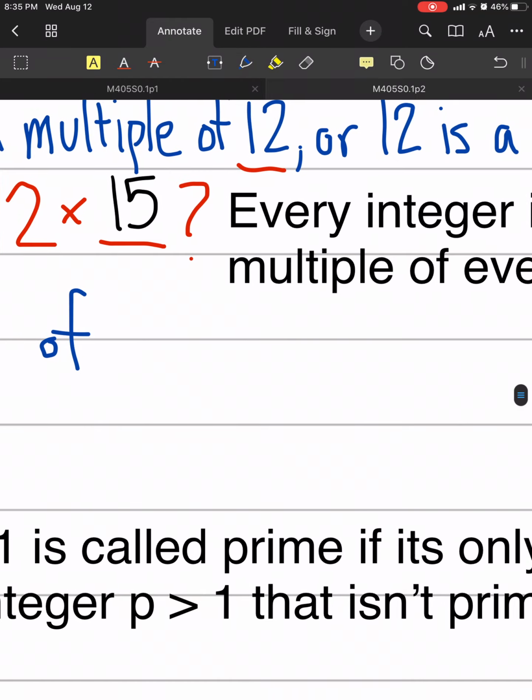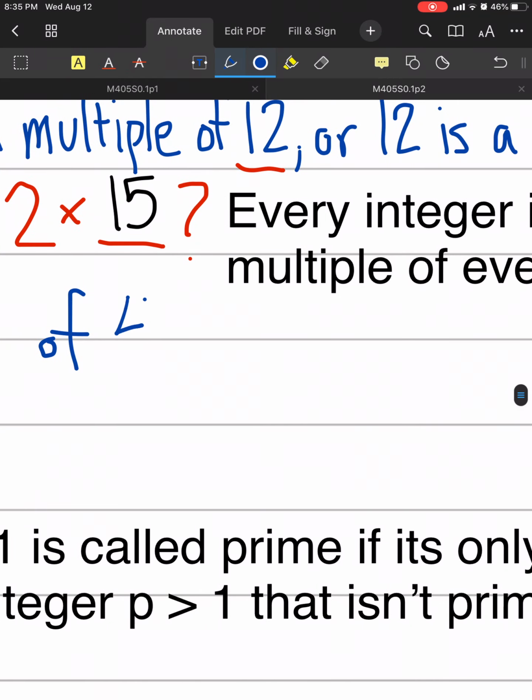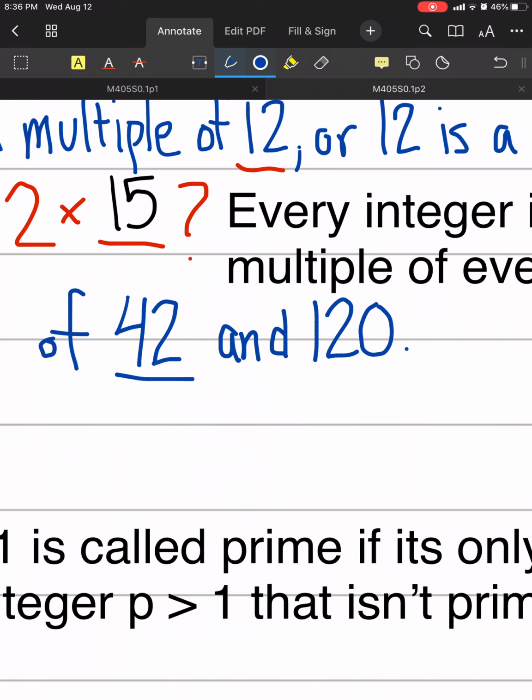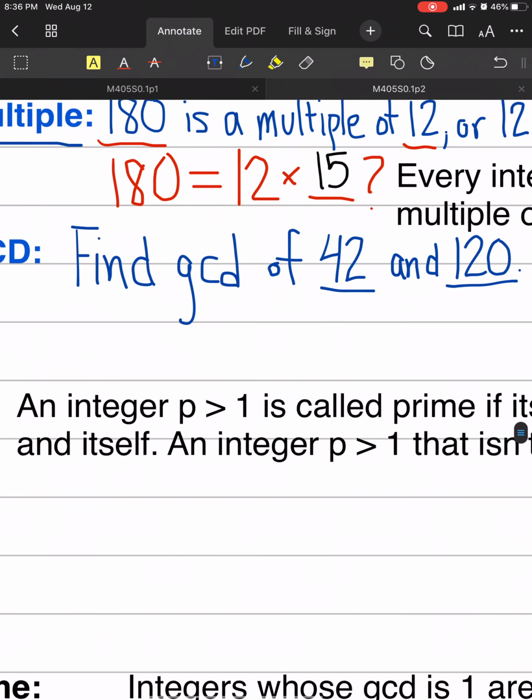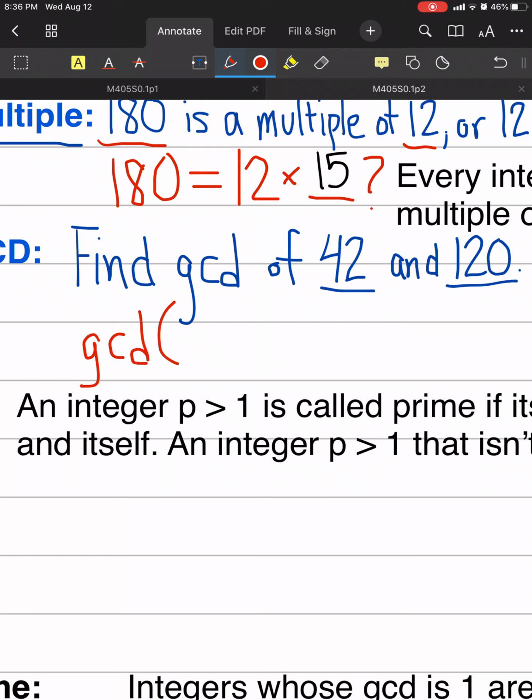Let's say 42 and 120. Okay, so these are the two numbers I'm interested in here. So I want you all, and I'm going to give you a chance to do this on your own. You're going to pause this and figure out what this GCD is. Let me put the numbers in here.